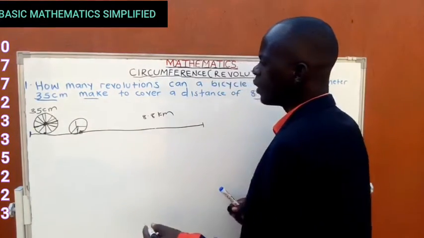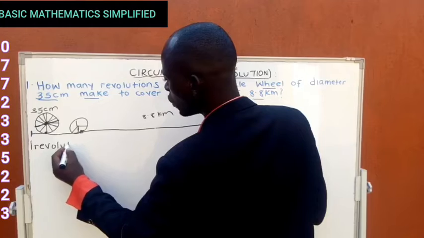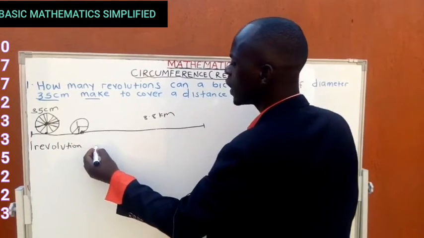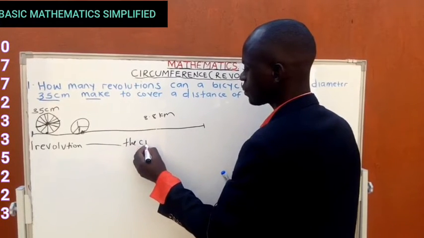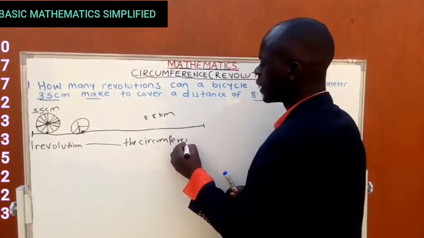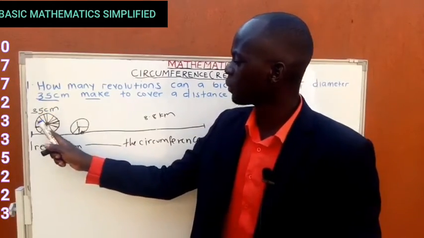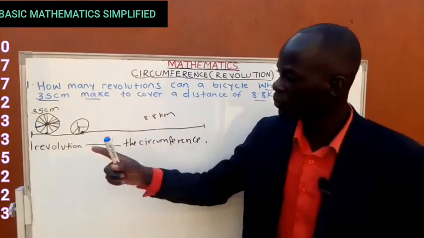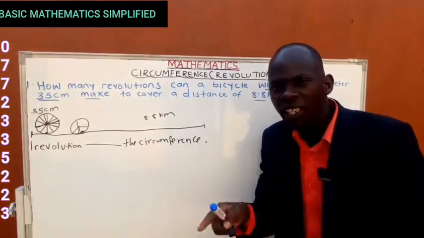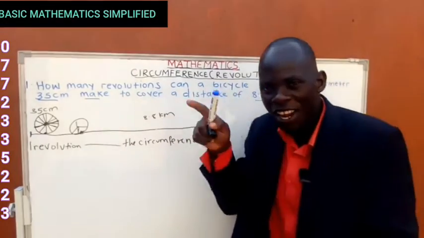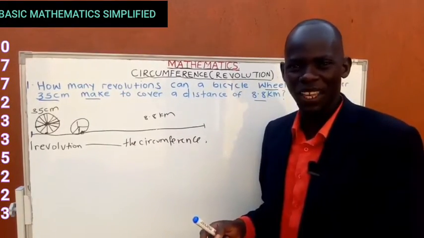Now, when this wheel makes one revolution, which is one turn, it is equivalent to the circumference of that wheel. Meaning that we are supposed to know the circumference. Because when it makes one turn, it must revolve from this point until it comes back, so you must know the circular distance around that wheel. Remember, the wheel is circular, so you must know the distance around it. Are we together? That is the circumference.